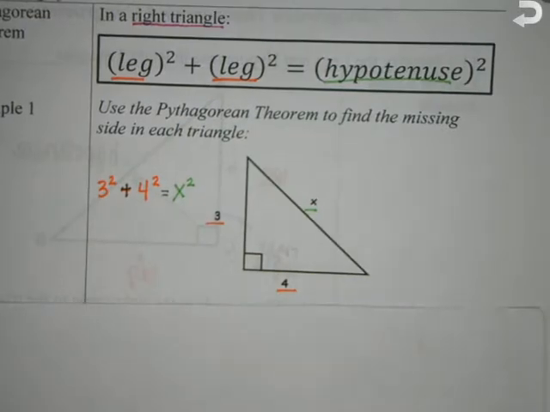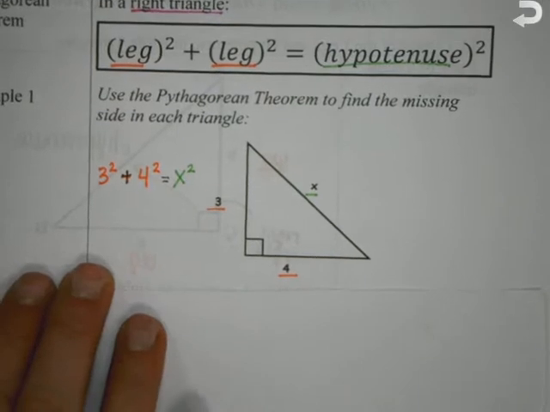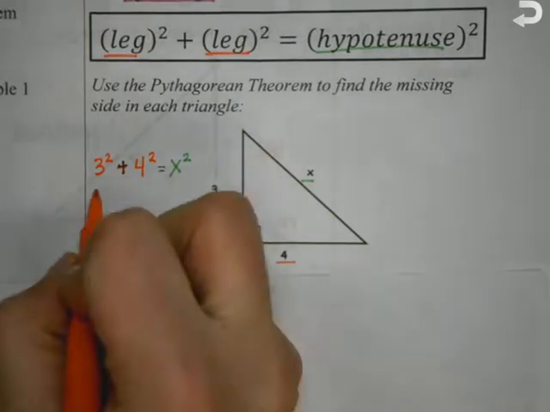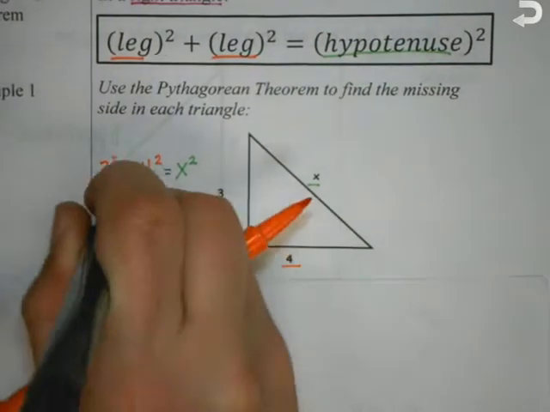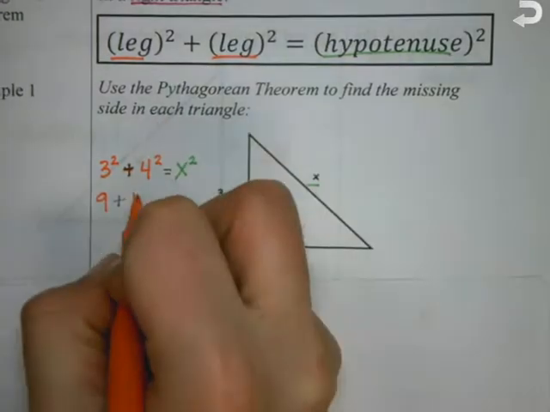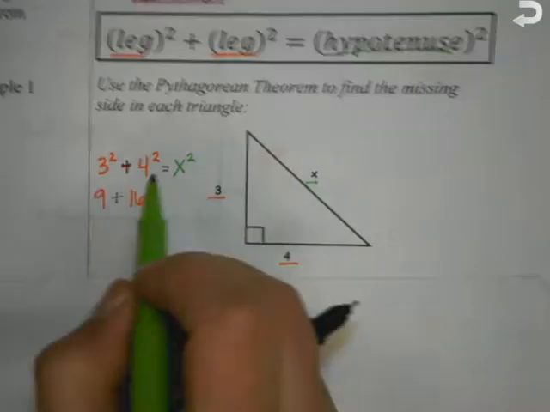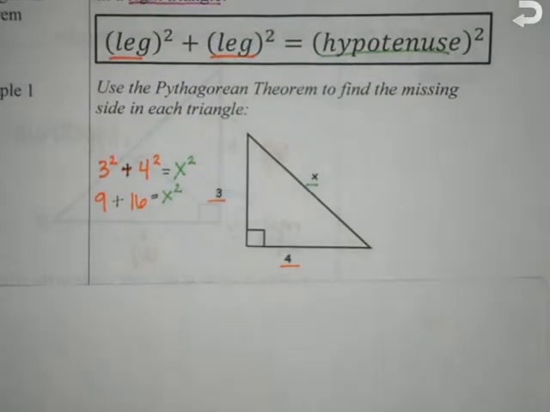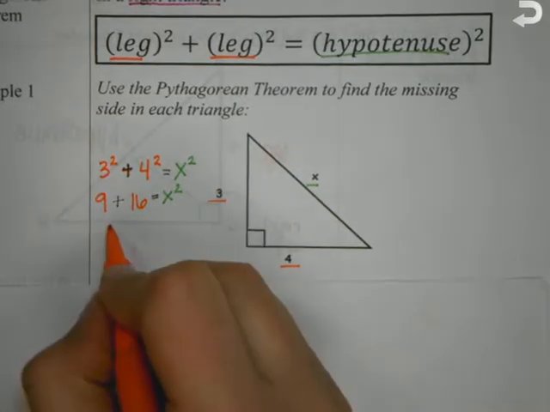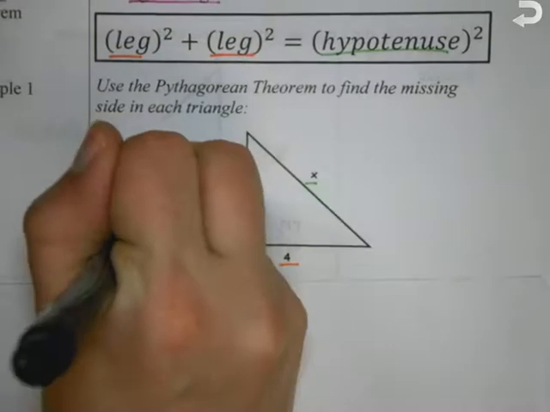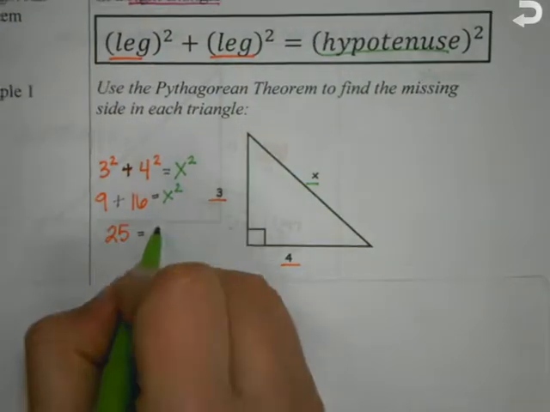So far so good? We just plugged it all in. Okay, let's keep going a little bit. What is 3 squared? 9 plus 16 is equal to X squared. We still don't know what X is yet. Okay, so what is 9 plus 16 give me? So 25 equals X squared. Okay, now we have to solve for X.